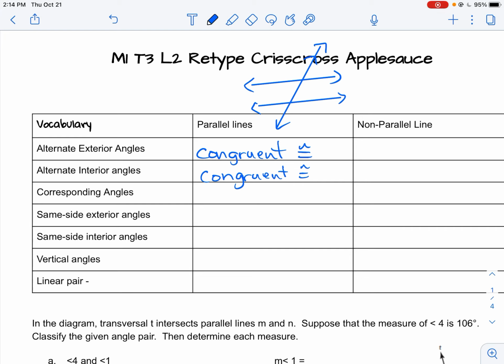If I'm talking about corresponding angles, top right, they are also the same size. So those are congruent.